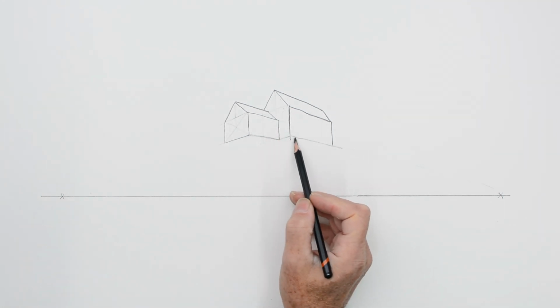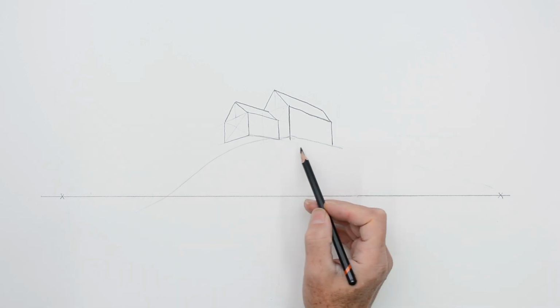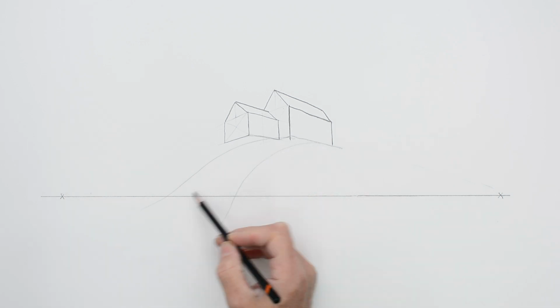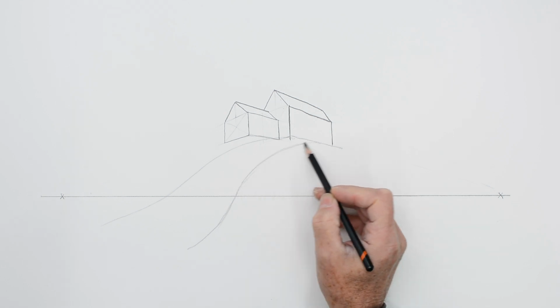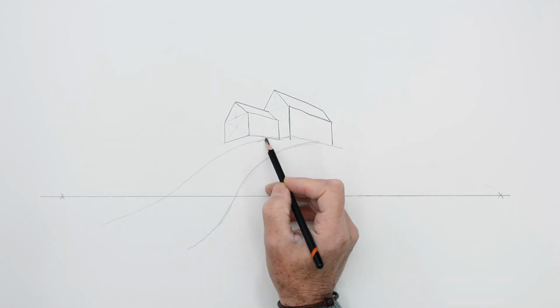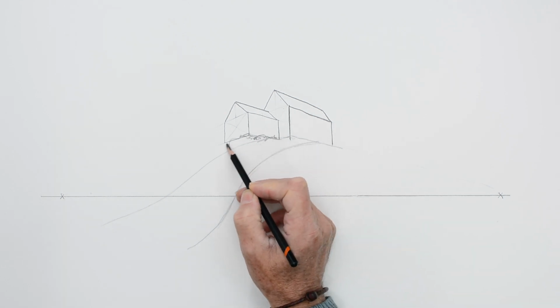It's above the horizon. Now imagine it's got a nice path. We're going to suggest the hill there. Look, just drag down some lines here. Imagine the path going up to these buildings. There might be maybe farm buildings, something like that.